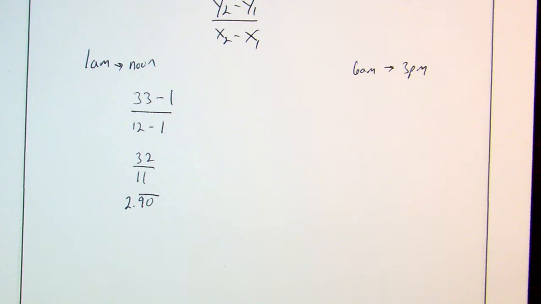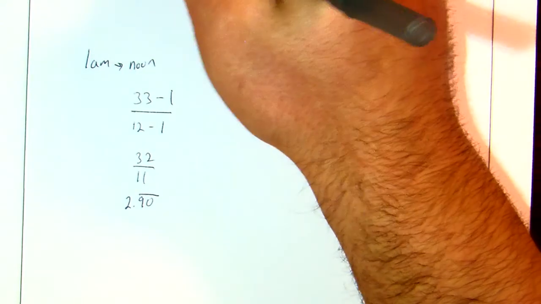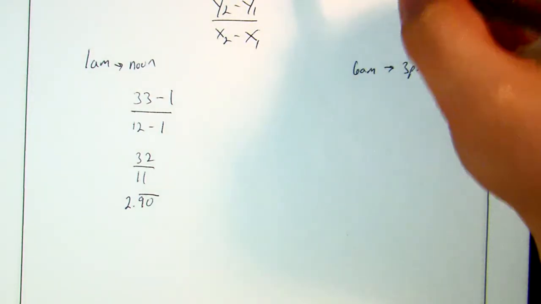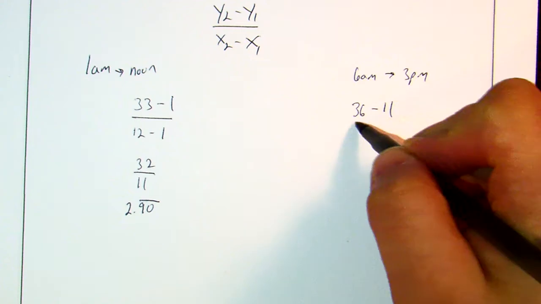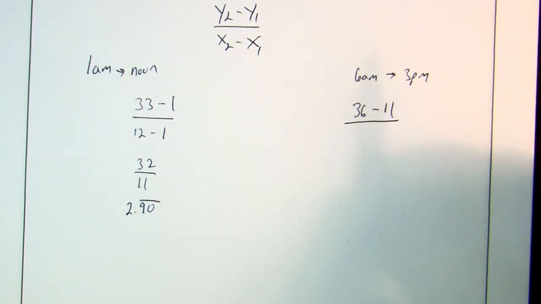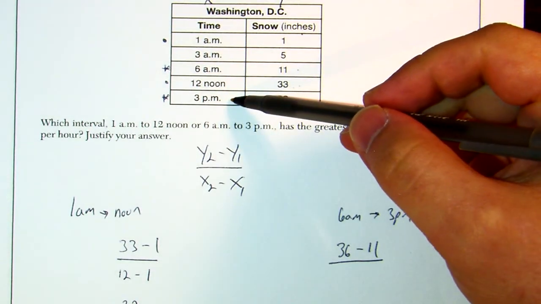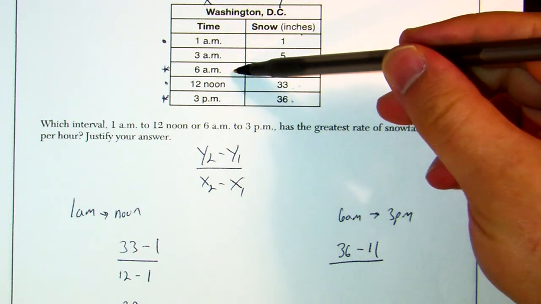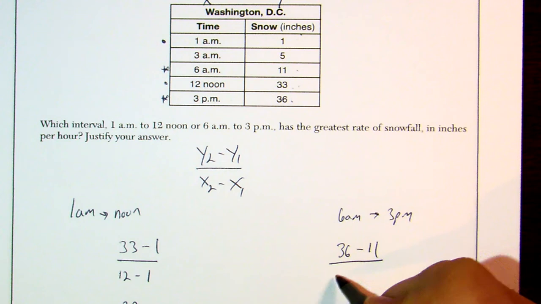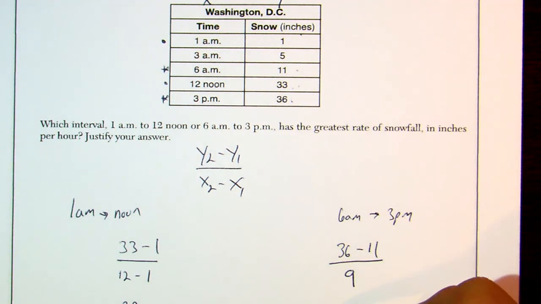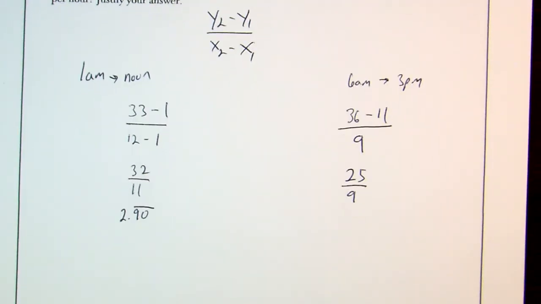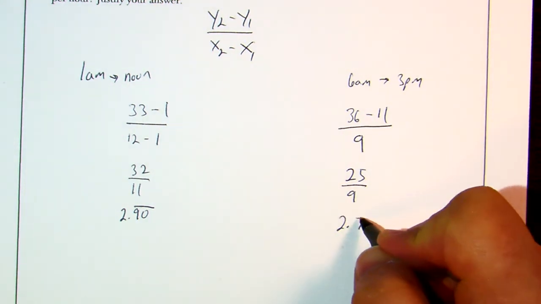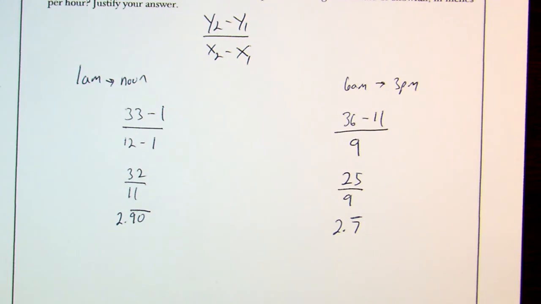Okay, now the other one, you want 6 a.m. to 3 p.m. I'll do those with stars. So between, we got 36 and 11. So we're going to do 36 minus 11 over, you know, it's 3 p.m. to 6 a.m. So how many hours is that going to be? So from 6 a.m. to noon, that's 6 hours plus 3, that's going to be 9. So 9 hours. So that's going to be 25 over 9, which is 25 divided by 9, 2.7 repeating.